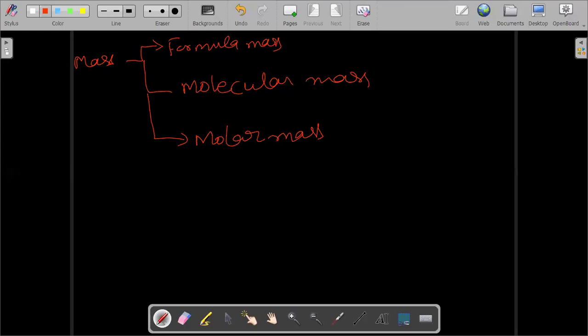Okay, so this was the doubt of Yukta. She wanted the difference between formula mass, molecular mass, and the molar mass. Mainly, sir, she wanted only formula mass and the molar mass.